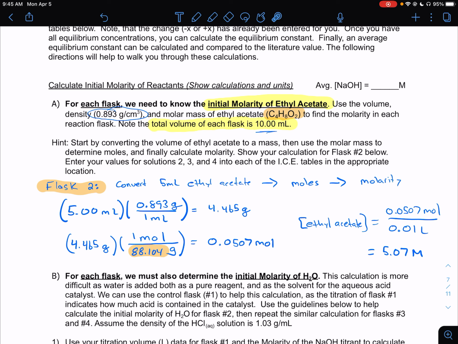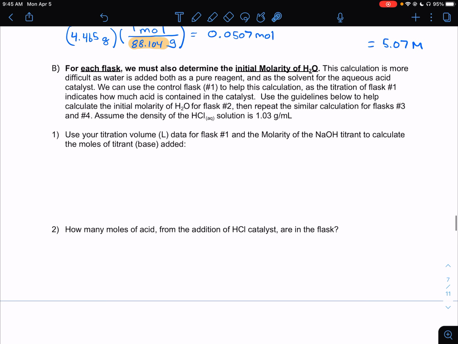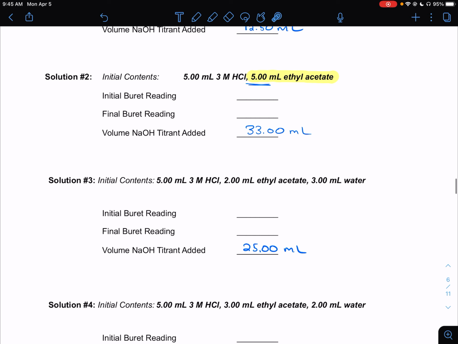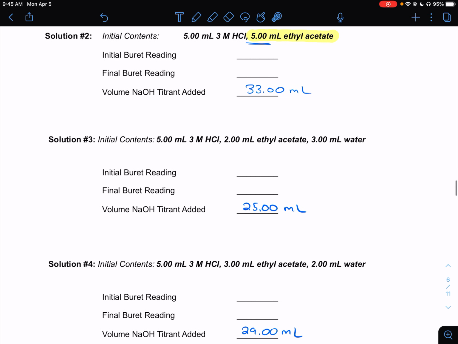So next, what we need to do is calculate the initial concentration of water in each flask. And water is going to be a little bit more complicated than ethyl acetate, because when we look at the water, we see in Flask 3, for example, we added 3 milliliters of water. In Flask 4, we added 2 milliliters of water. So what we would need to do is convert these 3 milliliters of water into moles of water.